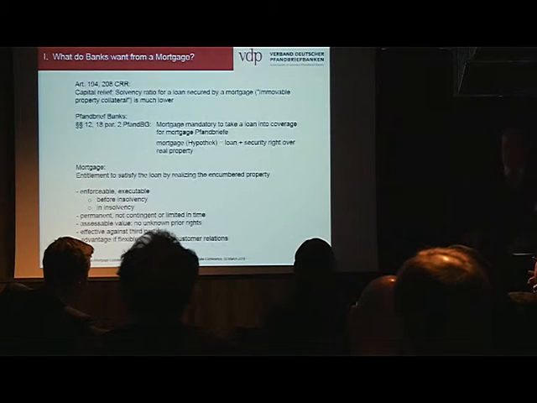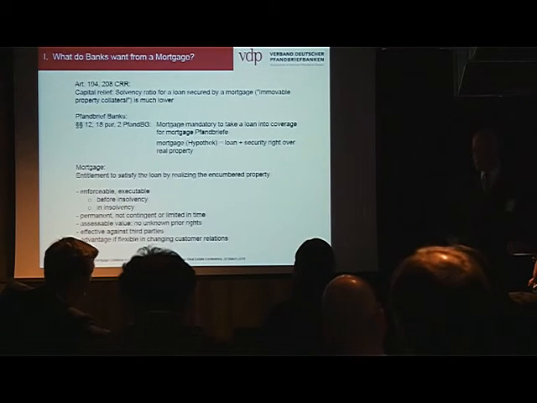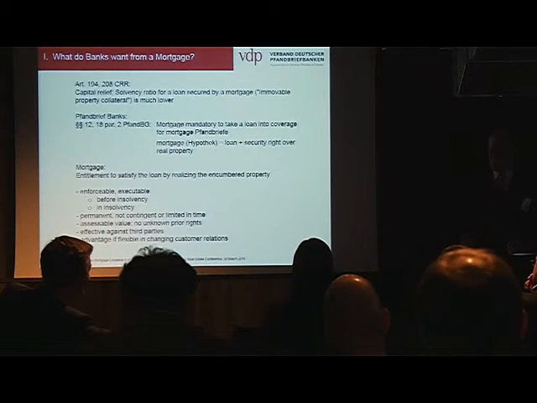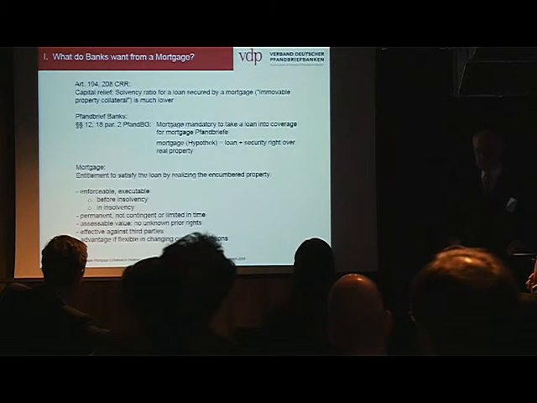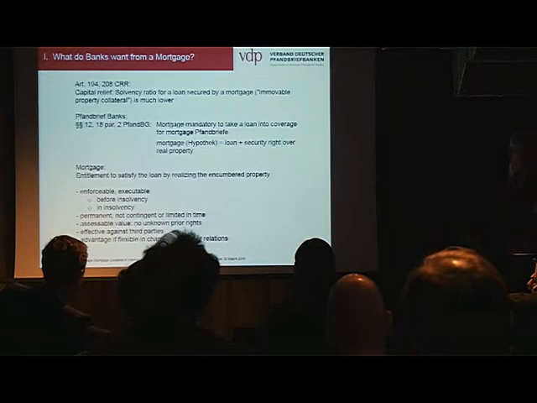Then, what do we need to fulfill these requirements? We must be sure that we have this entitlement to satisfy the loan by realizing the encumbered property. The mortgage must be enforceable. That means really enforceable, not just as an idea, but you must have the chance to do it. And that must be the case before insolvency, and what is much more difficult, if the customer would be in insolvency and bankruptcy. And this mortgage must be permanent. It must not be contingent on something or limited in time, and you shouldn't have any private rights you cannot assess. You must have an assessable value, otherwise you cannot calculate. And it must be effective against third parties. But of course, you should be flexible.